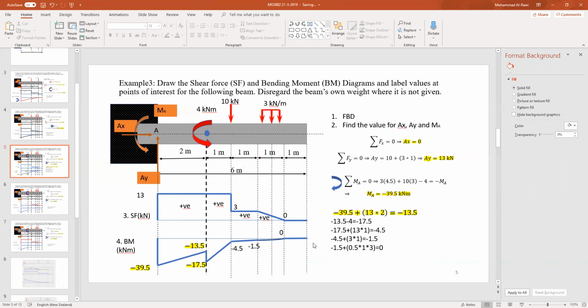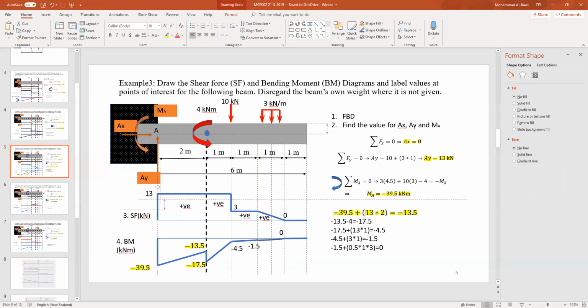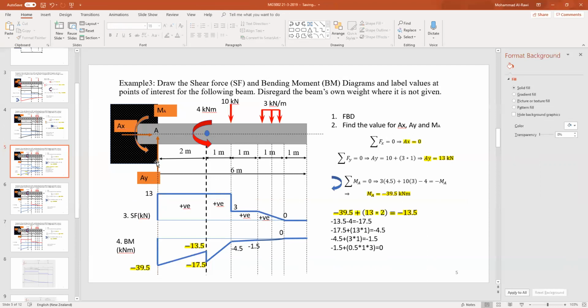So where is the maximum bending moment? The maximum bending moment is minus 39.5, and the maximum shear force is 13 kilonewtons, happening in that position. So if something will break, it will definitely break at that line, because that's where the maximum bending moment and the maximum shear force are. Thank you.